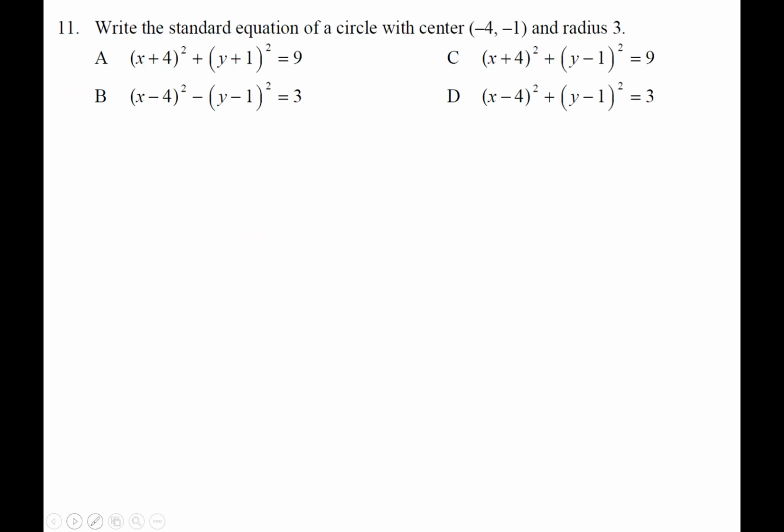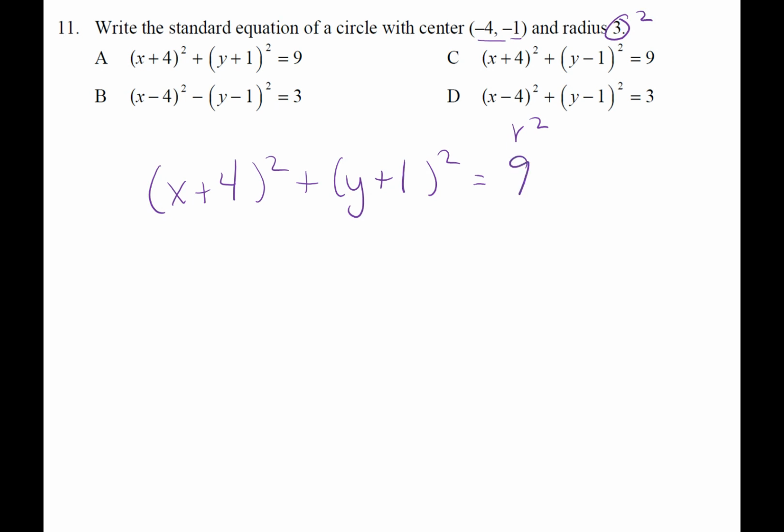We need to write the standard form of a circle with this center and the radius of 3. So remember, your skeleton for that is x something squared plus y something squared equals, and this has to be the radius squared. So to go in or out of parentheses, we swap our signs. So we would have to say +4 and +1. And then we have to take this radius number and square it, which would mean 9. So it is looking like the first answer choice, actually.